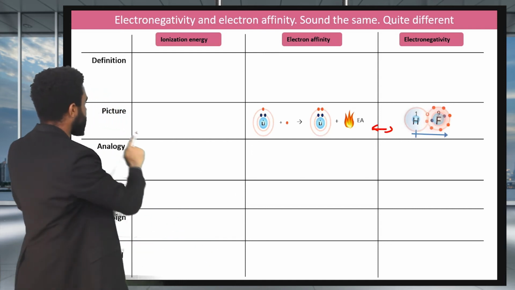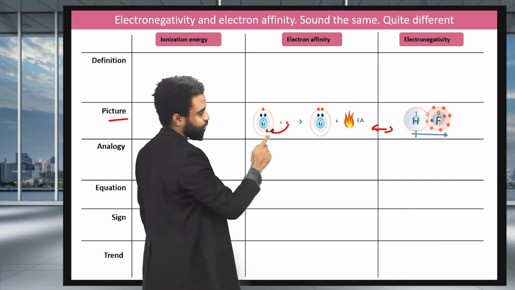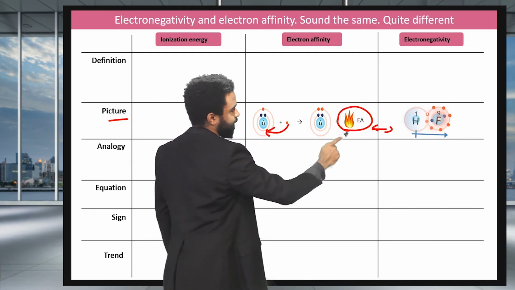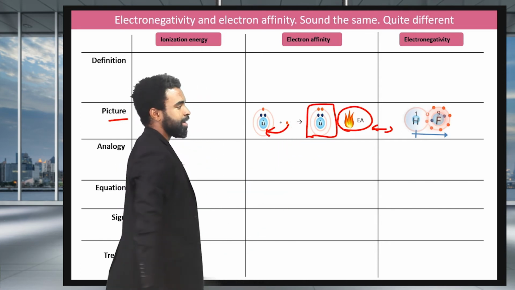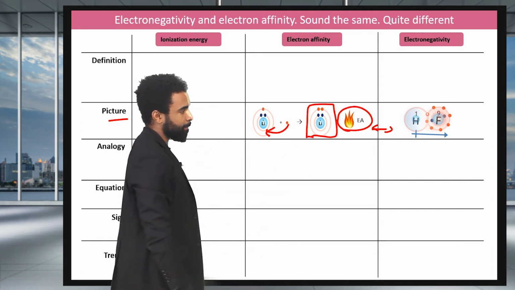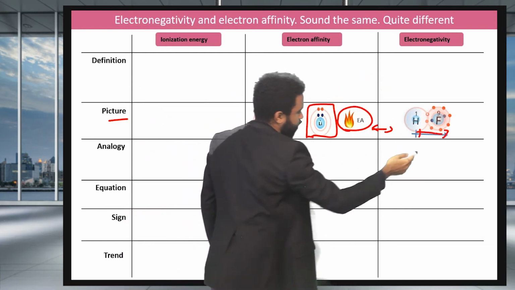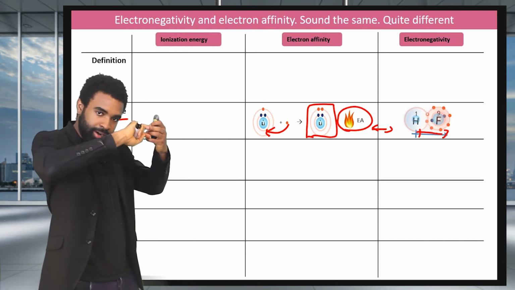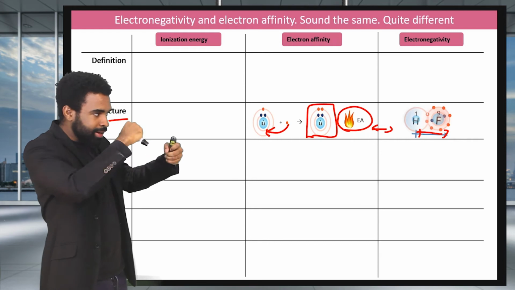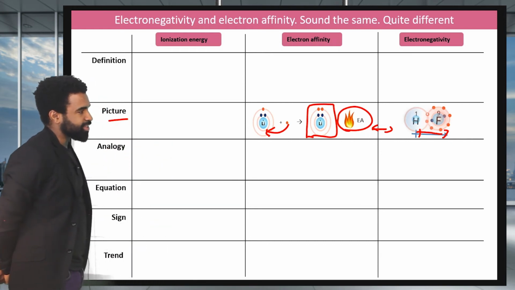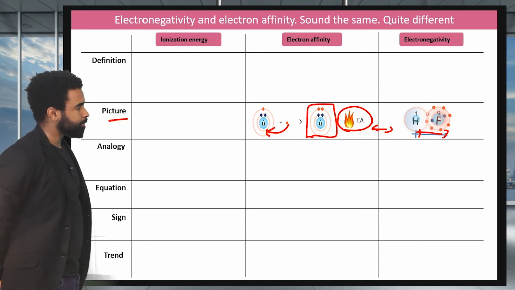So here was a picture we had for electron affinity. We said that an electron falls into an atom and releases a certain amount of energy, which we call the EA. And in the process, it creates a negatively charged anion. For the picture for electronegativity, you can see there's no electron transfer. We have here a shared pair of electrons, and we're just trying to indicate which one has a stronger pull on that shared pair of electrons. There's no electron adding or removal.